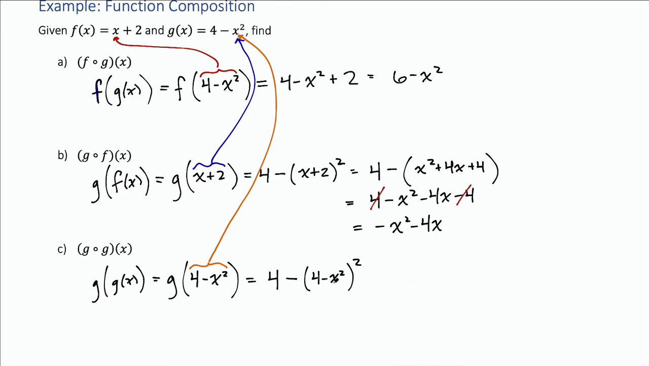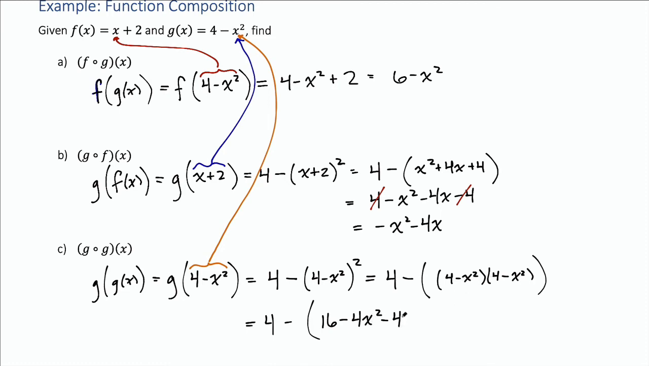And again, we gotta simplify this. It's not simplified. So we've got 4 minus, and then this is going to be FOILed. Okay, I'm going to go and write that one out so that we can see it. It maybe looks a little bit more complicated than what you're used to. So we've got the 4 times 4, which is 16, and then 4 times negative x squared is negative 4x squared, and then negative x squared times 4 is negative 4x squared again, and then negative x squared times negative x squared is positive x to the 4th.